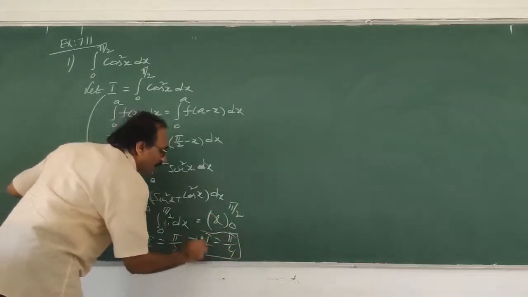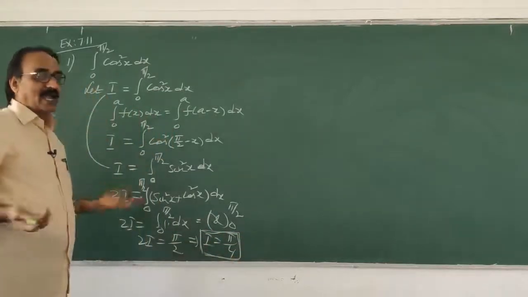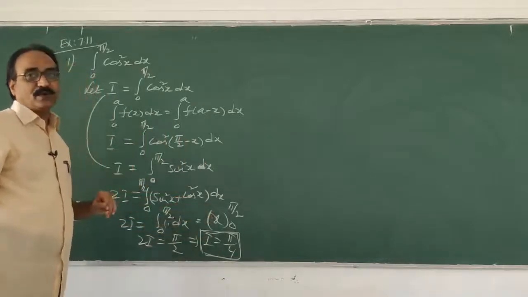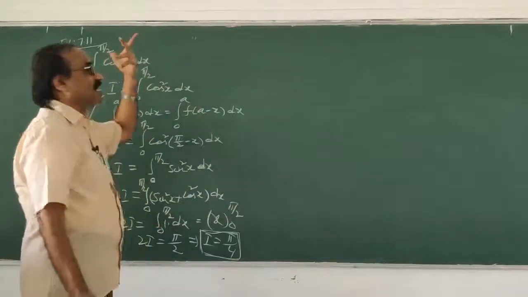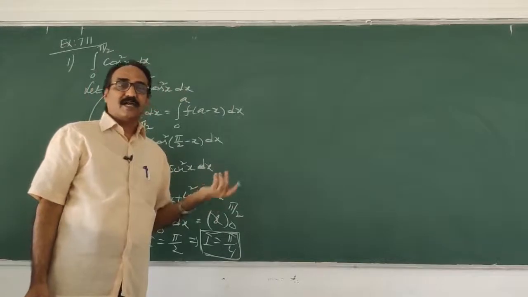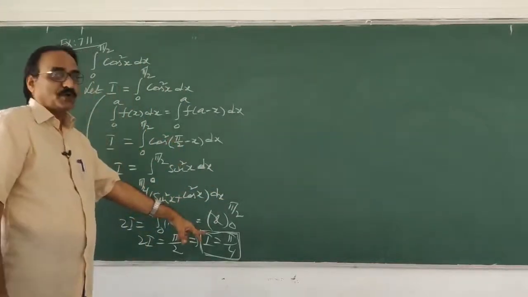So many problems we are going to get this answer only. Because when you add the two integrals and get 1, it is nothing but pi by 4. So that's why after practicing, in the entrance, after seeing this problem only, the answer is pi by 4. Let it be the integral 0 to pi by 2 of cos square x dx, or the integral 0 to pi by 2 of sin square x dx. The answer is pi by 4 only.